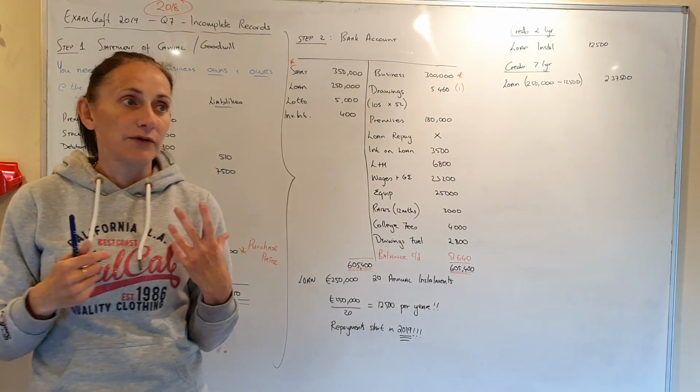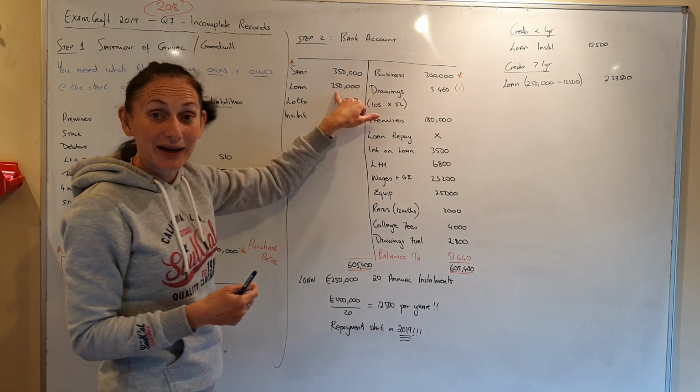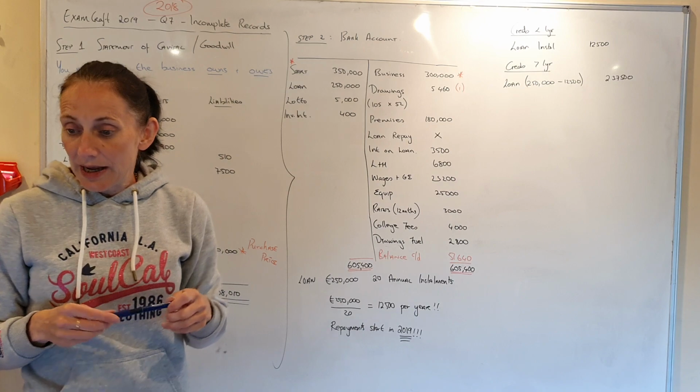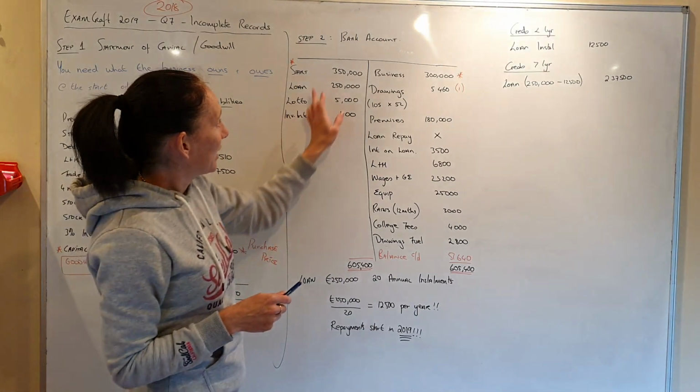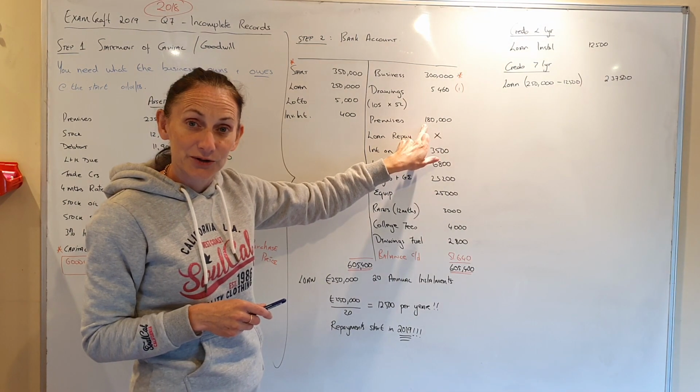Now, if I got a loan of 250,000 from a bank, the first thing is it would go into my bank account, and then I'd start spending money. Now, what did he do with that money? He bought a premises for 180. So 250 went in, but on the same day he bought this premises for 180.